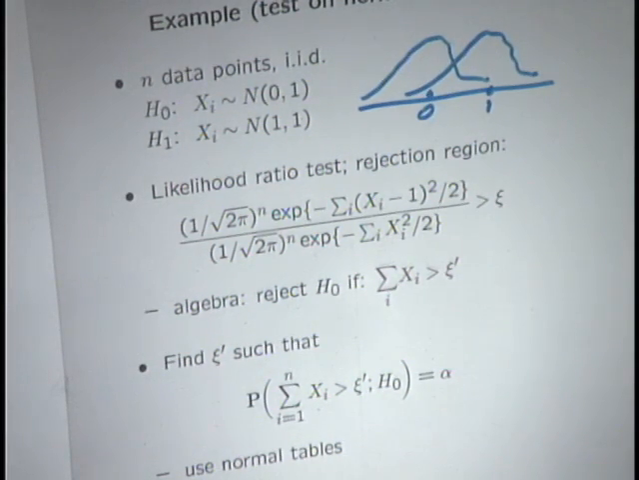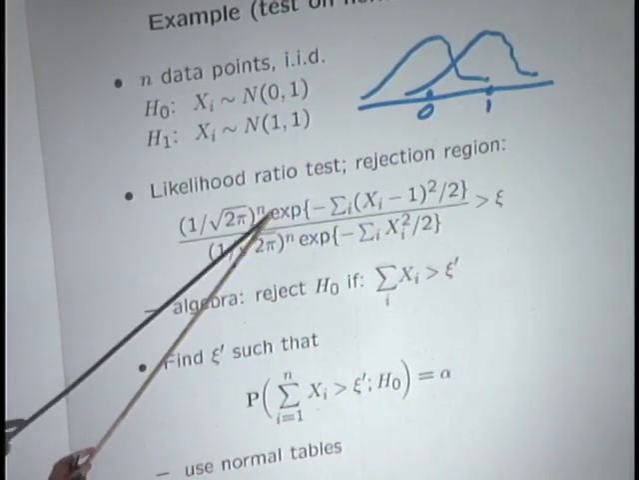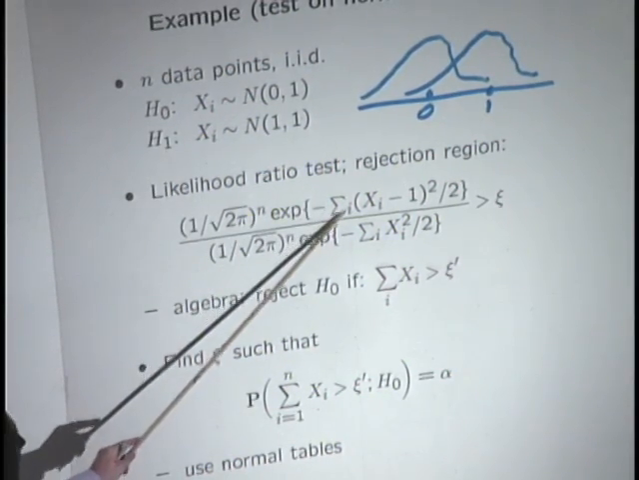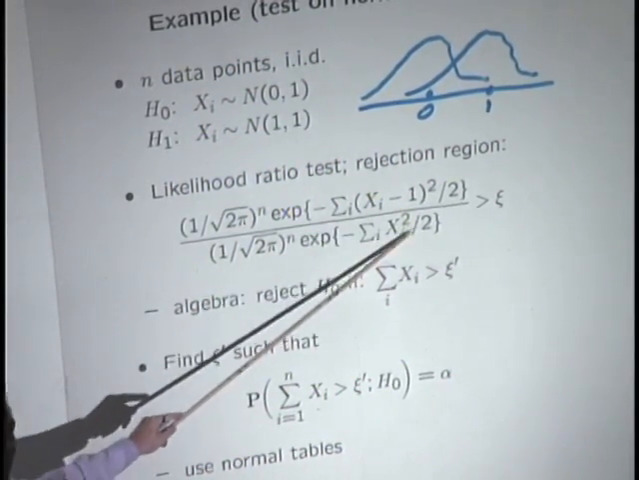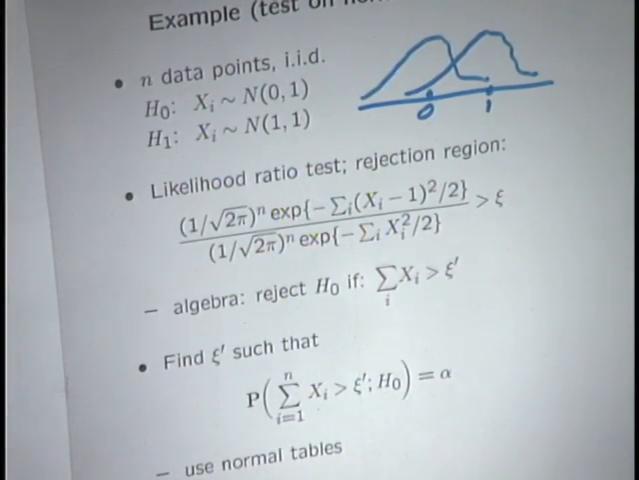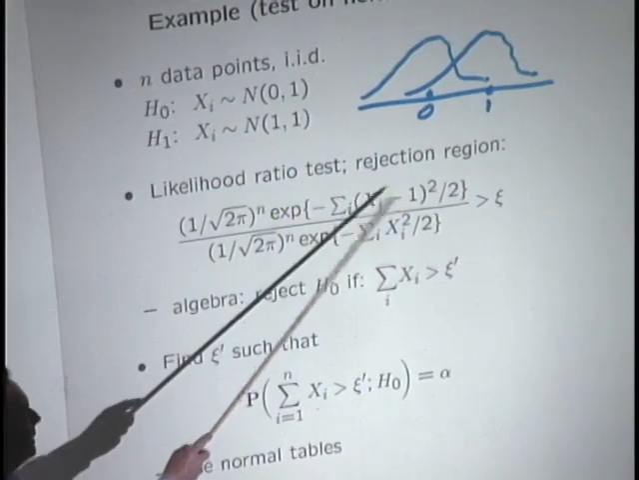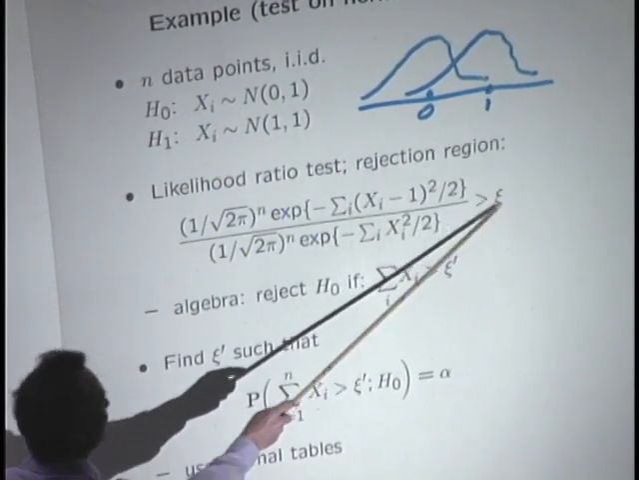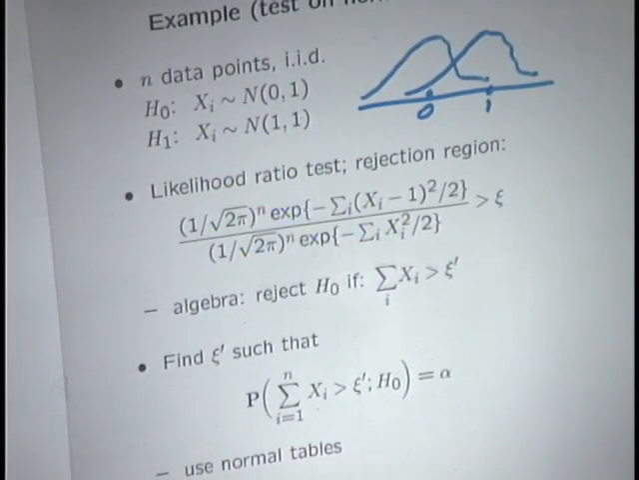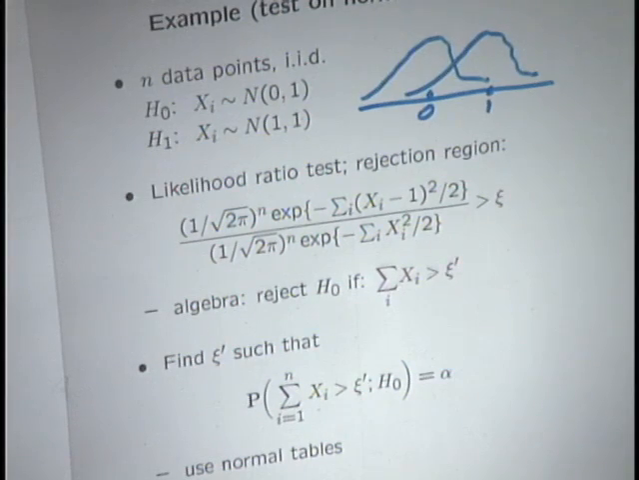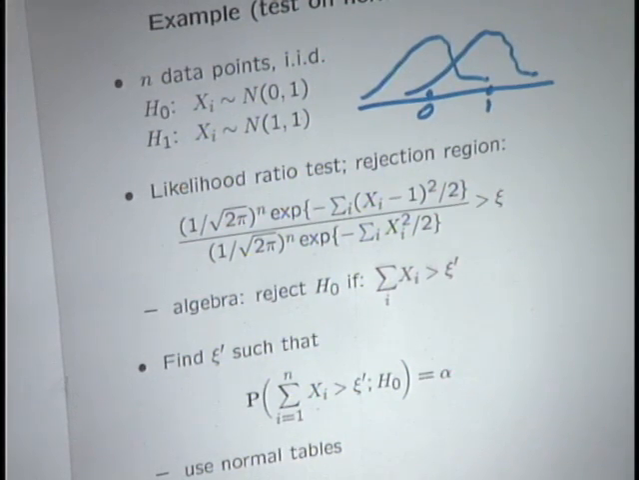Since we're dealing with normals, we have those exponential factors. A product of exponentials gives us an exponential of the sum. I'll spare you the details, but this is the form of the likelihood ratio. And the likelihood ratio test tells us that we should calculate this quantity after we get our data and compare with a threshold. Now you can do some algebra here and simplify.